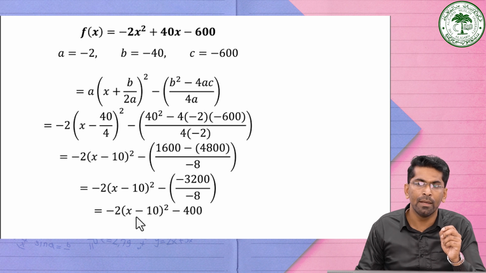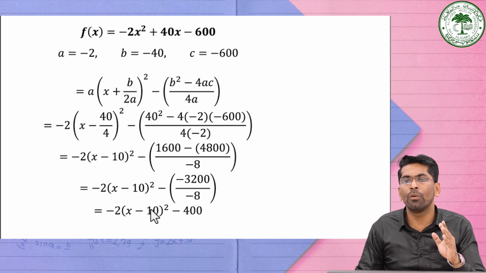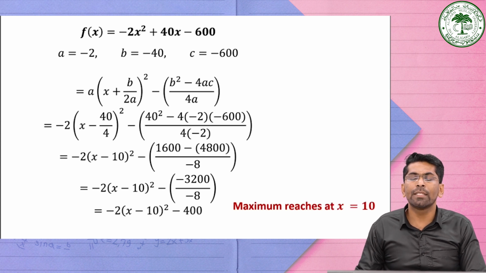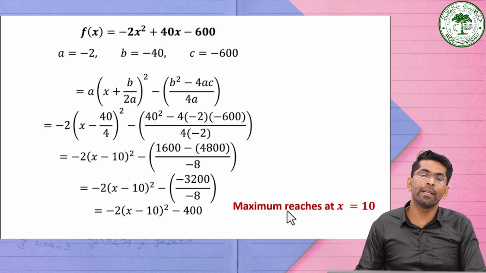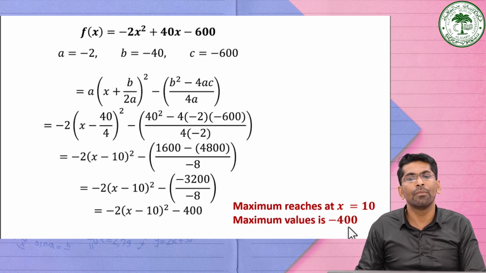So here we can say that in this case the vertex or the line of symmetry will happen at x is equal to 10, because it is x minus 10. So it will be solved for x within the bracket term, then x is equal to 10. So the line of symmetry is at x is equal to 10, and the maximum value of the quadratic function, that is y is equal to minus 400, occurs when x is equal to 10. So we can say that the vertex of the parabola occurs at x is equal to 10, that is, the function reaches its maximum at x is equal to 10, and the maximum value here is minus 400.